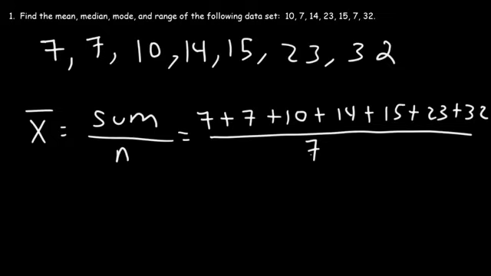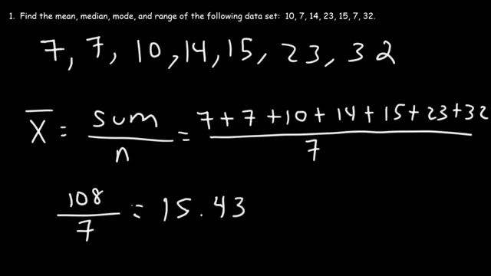So the total sum that I got is 108. If you take 108 and divide it by 7, that's going to give you 15.4. I'm going to round it to 3. So it's approximately 15.43. So that is the mean. That's how you can find it.